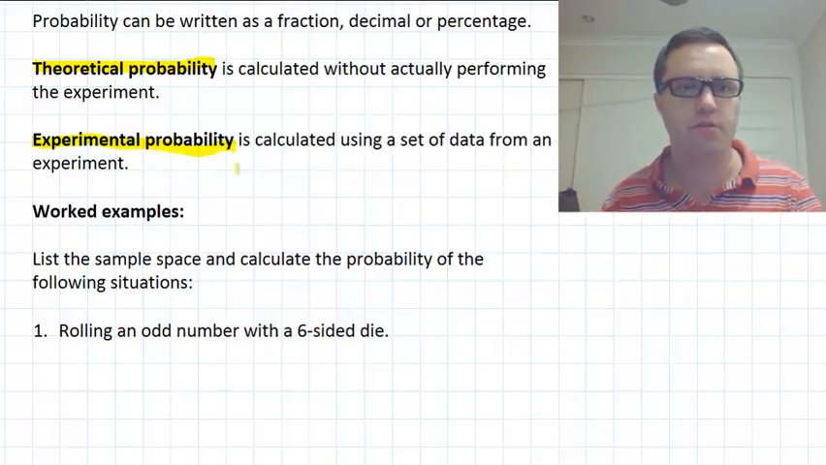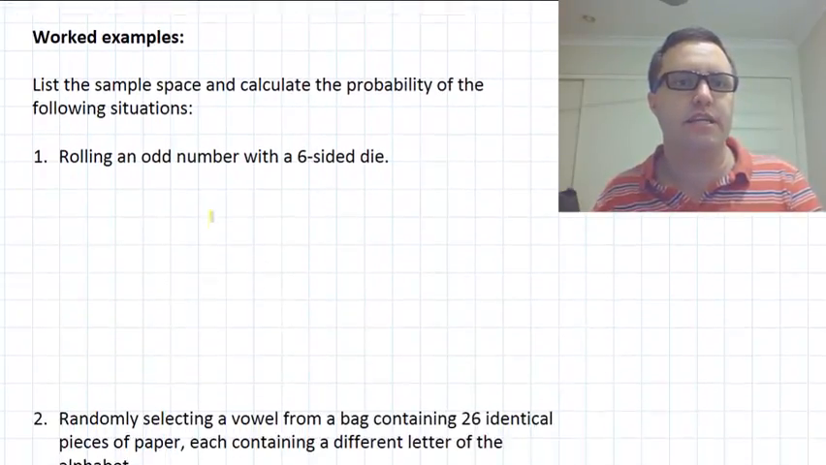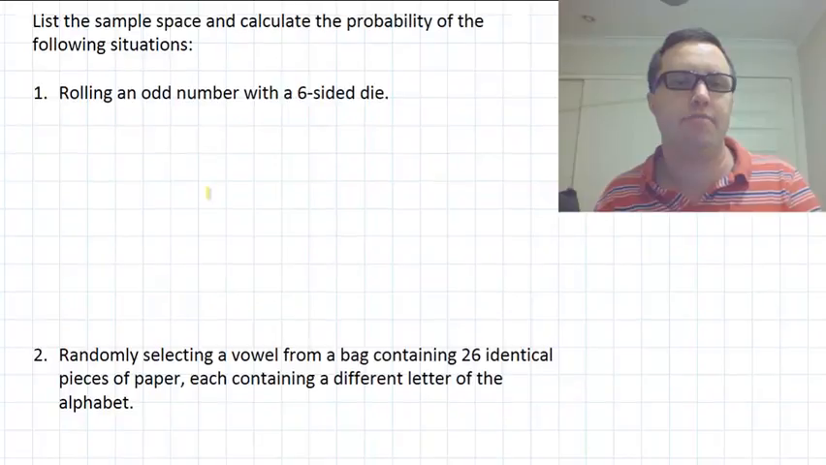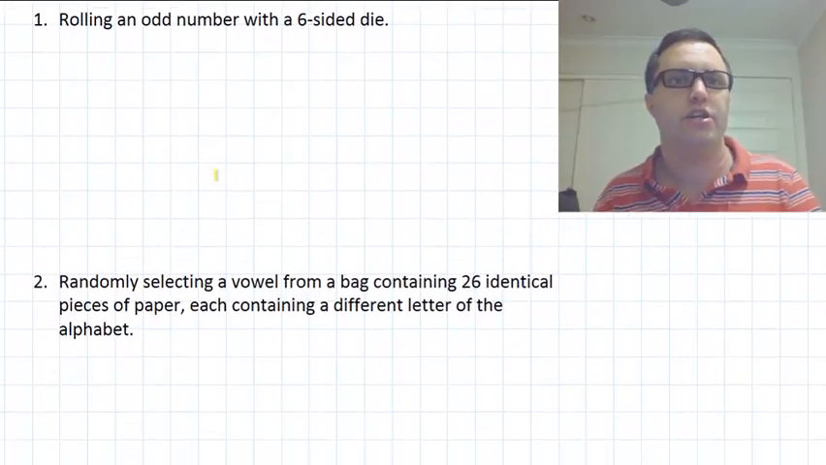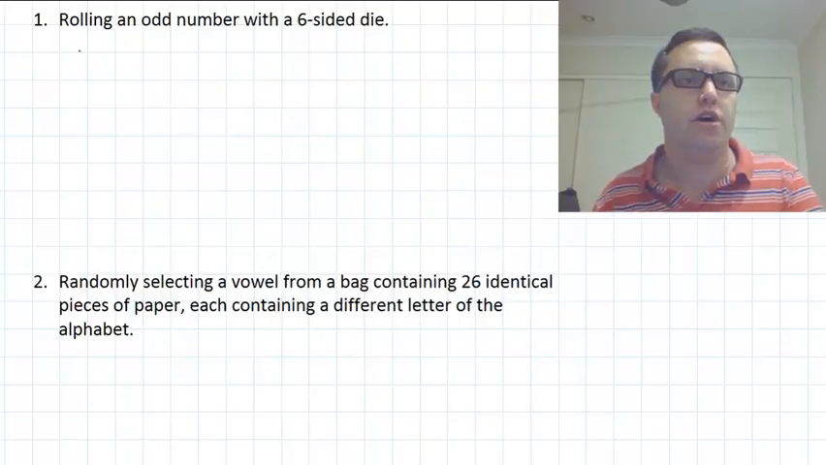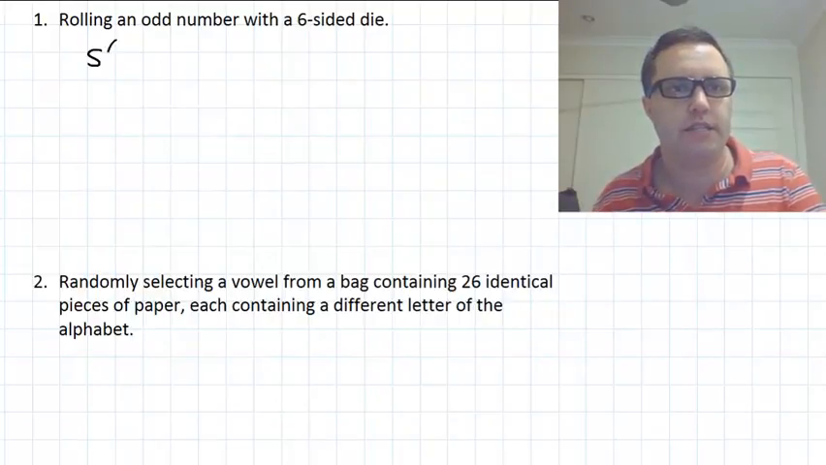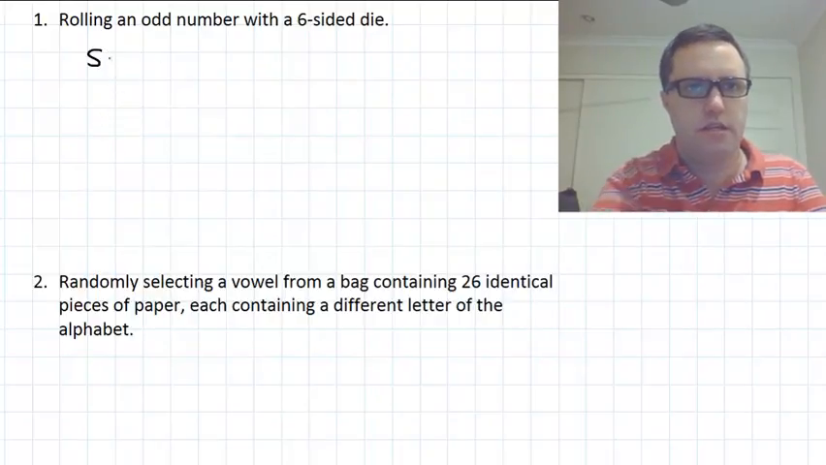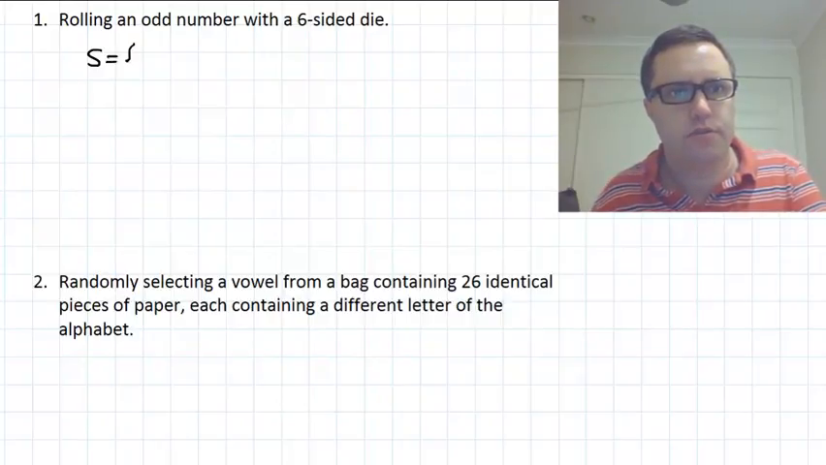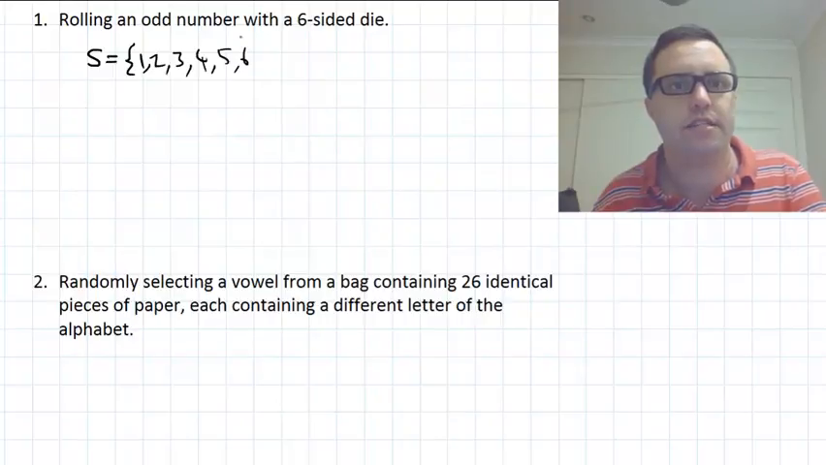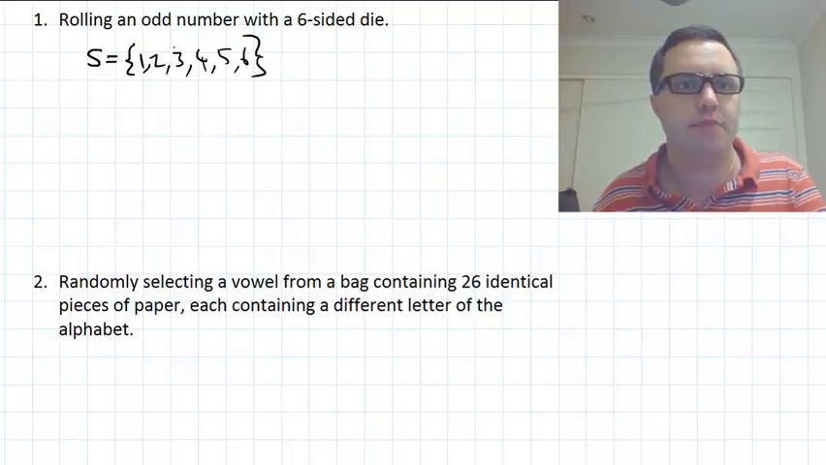Okay, right. So for each of these, we're going to list the sample space and then calculate the probability of the following situations. So rolling an odd number with a 6-sided die. So let's write the sample space. S equals curly bracket 1, 2, 3, 4, 5, 6. Okay, that's our sample space.